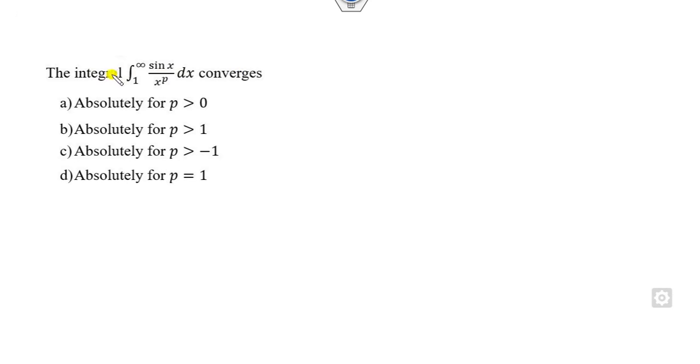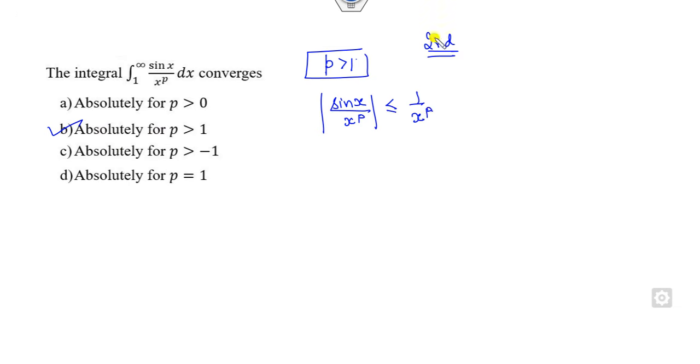Okay, sine x over x to the power p. As I already told you, this will be convergent only when p is greater than 1. Otherwise, the second method, because you need absolute convergence, I can start from sine x over this. This is less than this number. Now you need limits from 1 to infinity. So this is convergent when, because infinity is the point of discontinuity, p is strictly greater than 1.